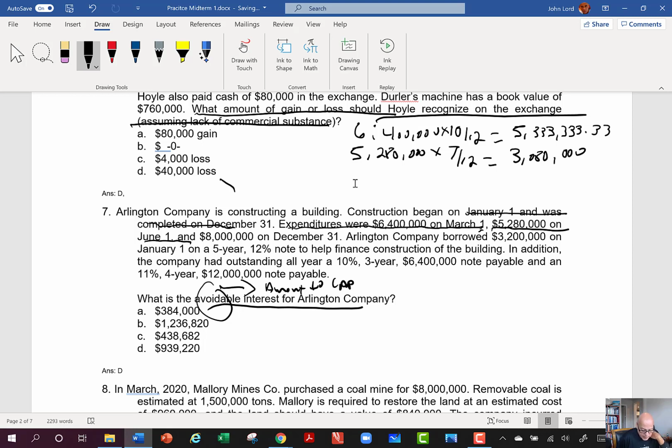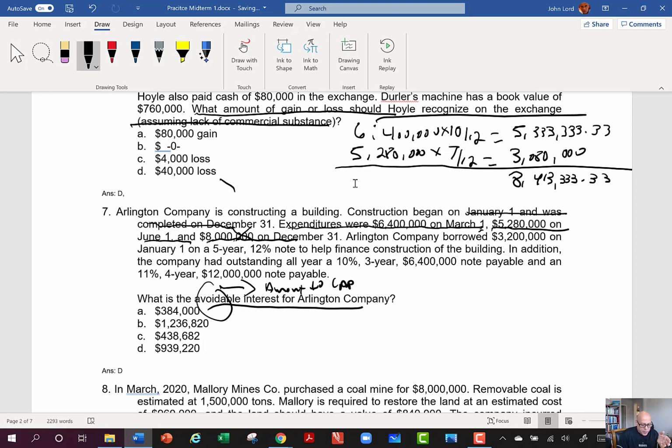Okay, and then they tell me on December 31st, they spent $8 million. I don't care. That was not outstanding any part of the year. So I don't do a calculation for my weighted average accumulated expenditures for amounts that were not outstanding any fraction of the year because they didn't make that payment until December, right? So I go ahead and I add these two up and I get $8,413,333.33. Okay, good. So I got my weighted average of accumulated expenditures.